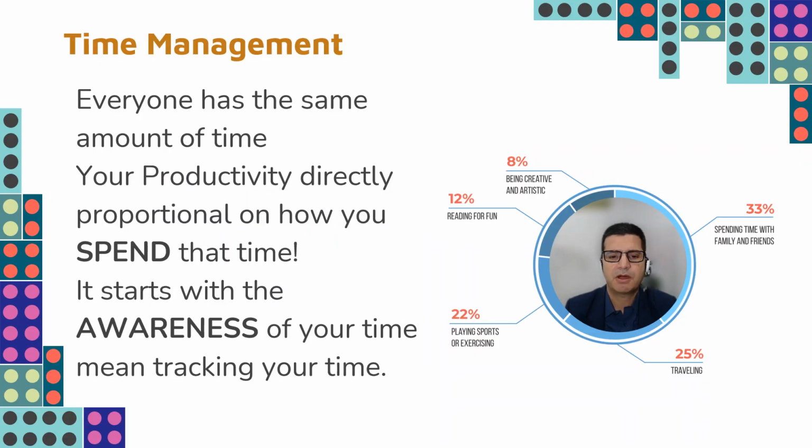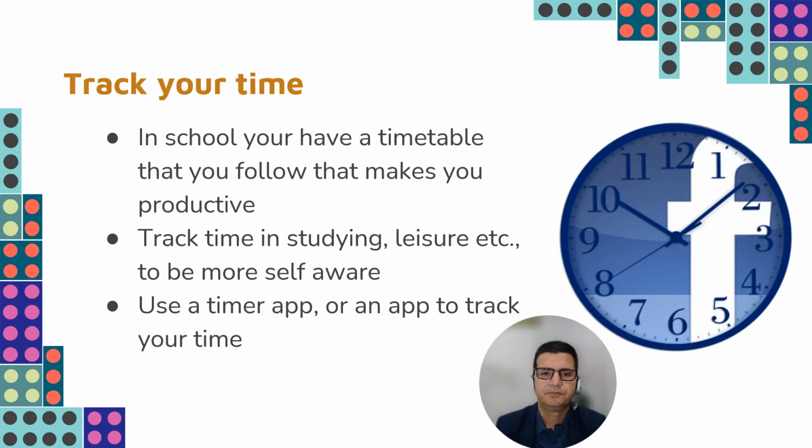Time management starts with tracking your time, because everyone has the same amount of time in a day. What makes a difference is how you spend that time and what energy level you keep. It all starts with awareness of your time, which means tracking your time: how much time I'm spending on a certain topic or activity, especially break time. We don't realize how long we spend when we're having a break. In school, you don't need to track your time because it's already been done. At home, you need to track time, especially on, as I said, study and play.